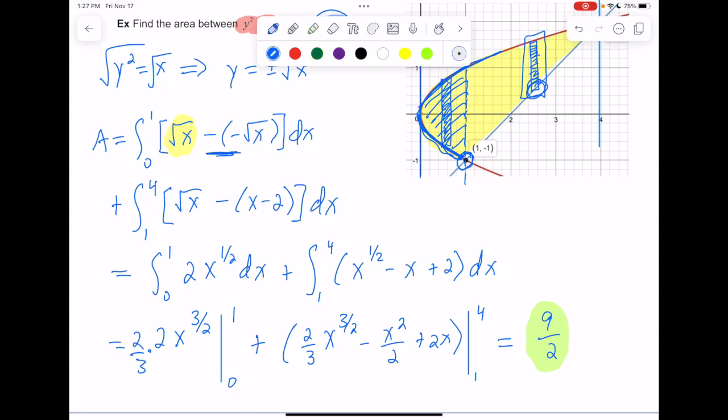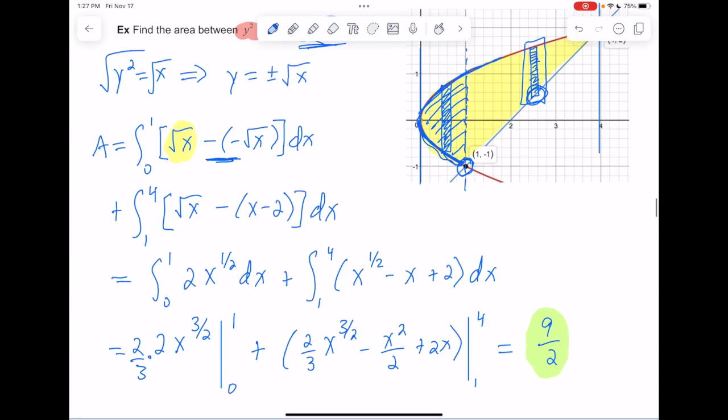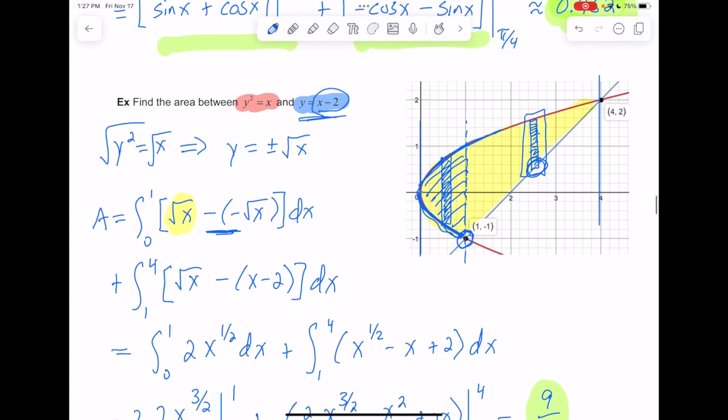All right, so this one was definitely messier than some of the others. And why was it messy? Primarily, it was messy because of what happened right there. As we crossed over that intersection between the two functions down below, the bottom of our rectangle changed from being the bottom half of the parabola to being the line.